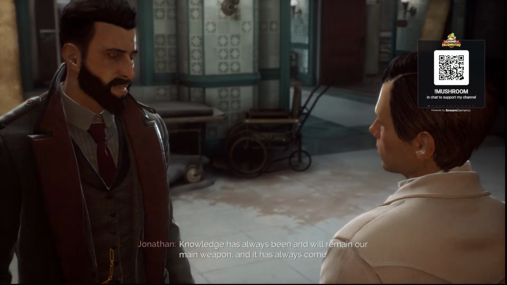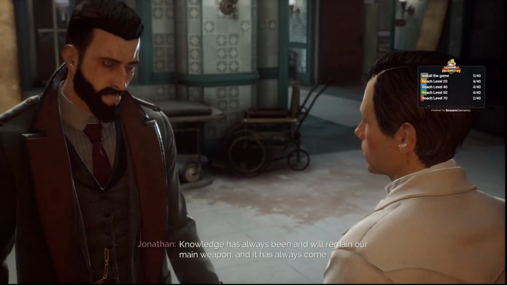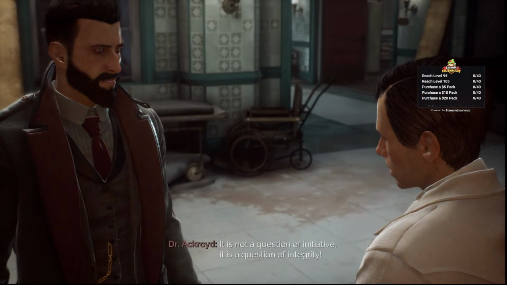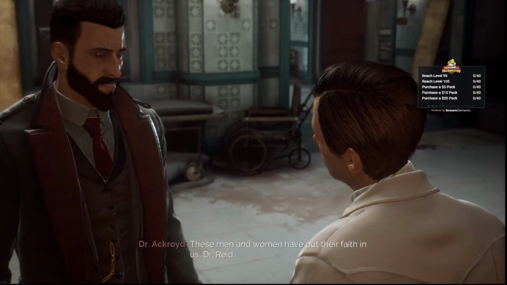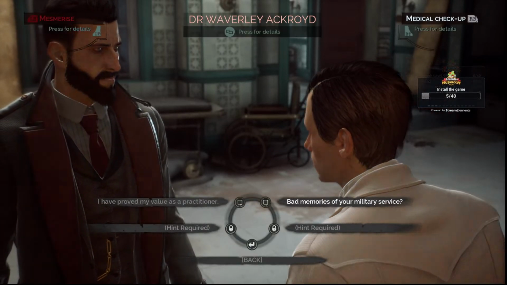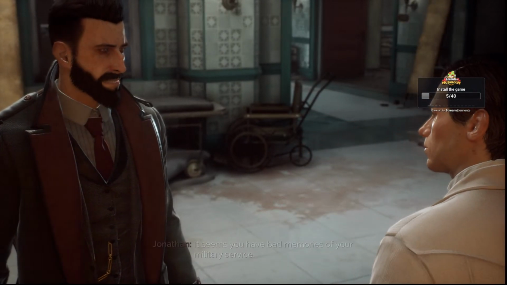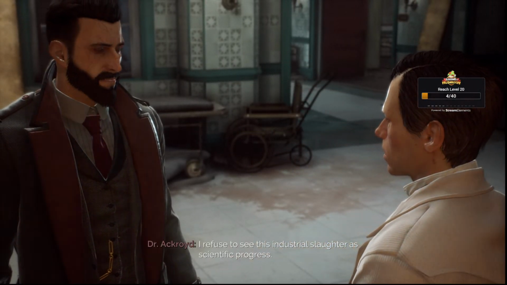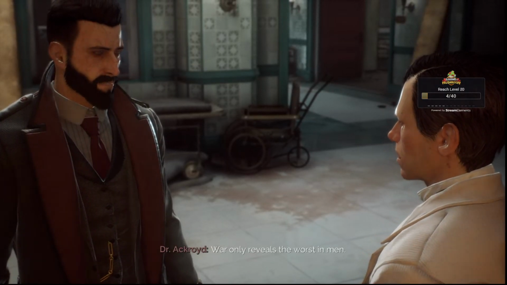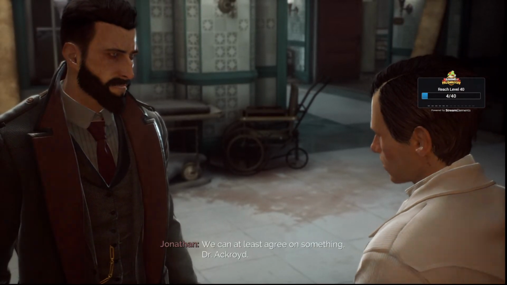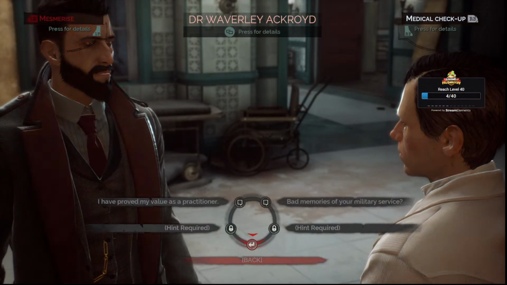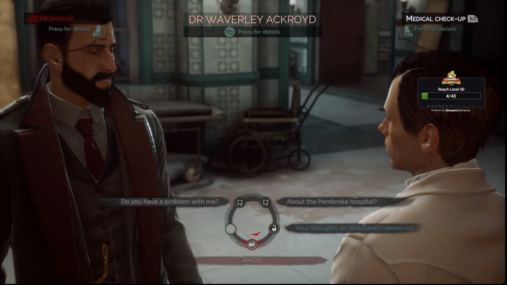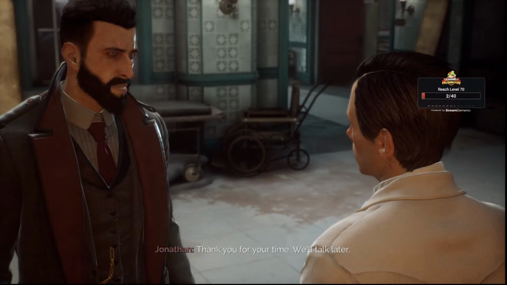Knowledge has always been and will remain our main weapon, and it has always come at a price. And personal initiative. It is not a question of initiative, it is a question of integrity. These men and women have put their faith in us, Dr. Reed. It seems you have bad memories of your military service. I refuse to see this industrial slaughter as scientific progress. War only reveals the worst in men. We can at least agree on something, Dr. Ackroyd. Thank you for your time. We'll talk later.